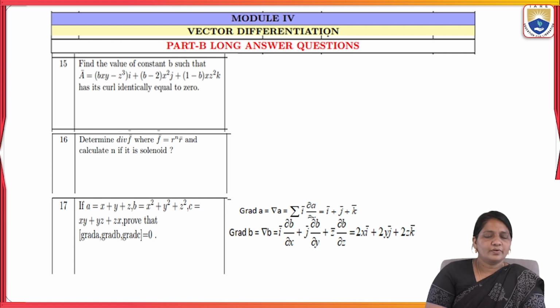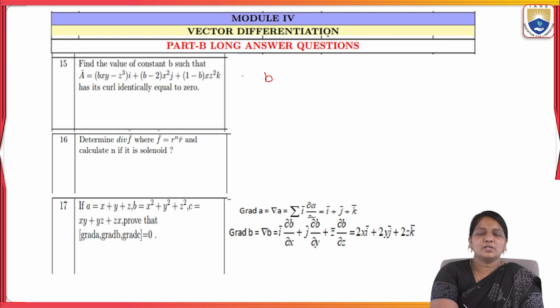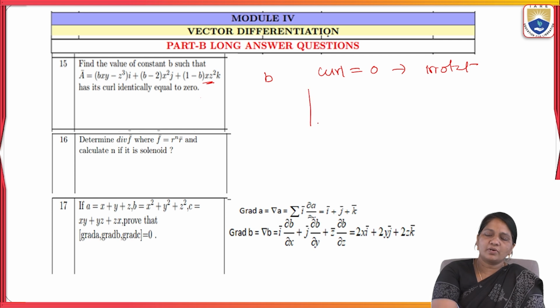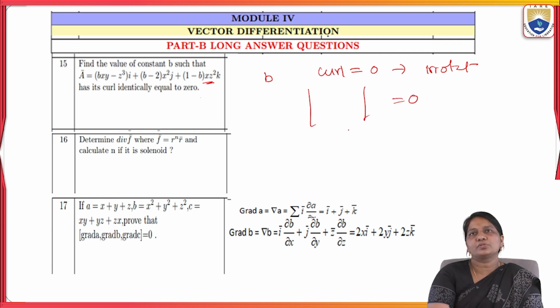And see here, find the value of b, that constant, such that this a bar has its curl identically equal to 0. Curl identically equal to 0 means this is irrotational. In the same way, the determinant value we are going to equate to 0.